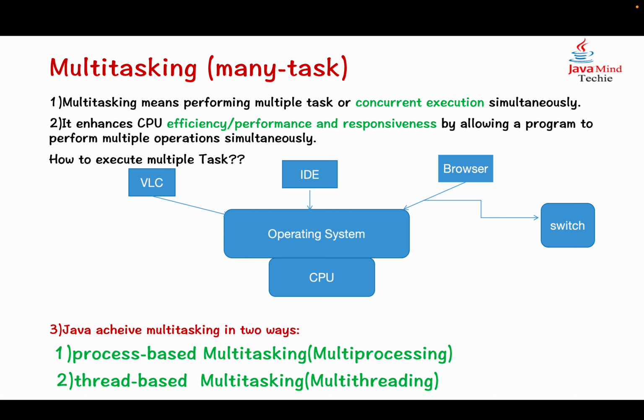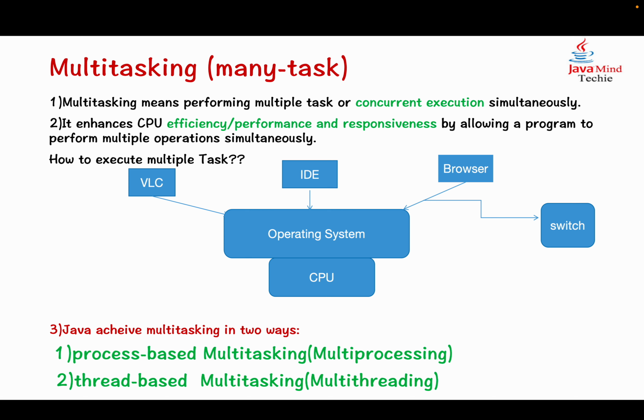As the name refers, multitasking: multi means many, tasking means task. If we are going to perform multiple tasks or concurrent execution, parallelly, simultaneously, then this concept comes into the picture. Simply, multitasking means many tasks. When we perform multiple tasks or concurrent execution simultaneously at a single time, that's called multitasking. Yes or no?